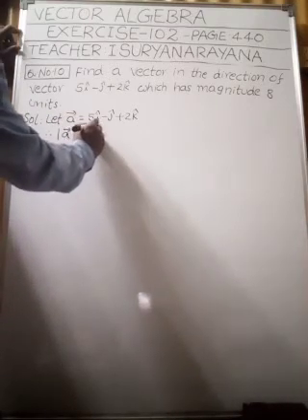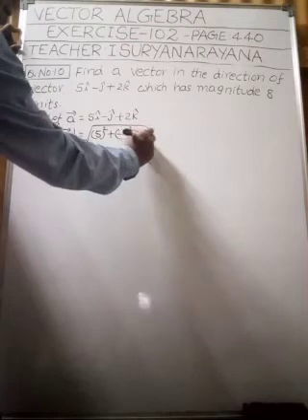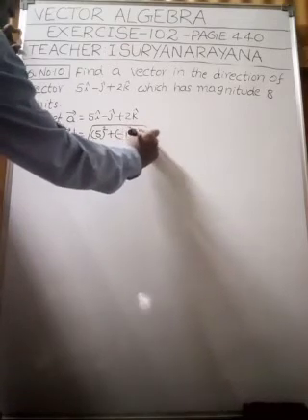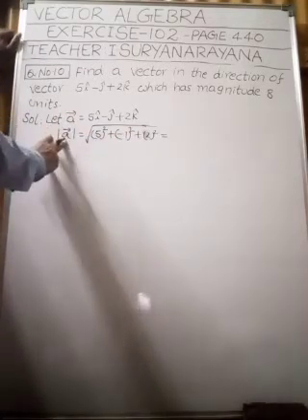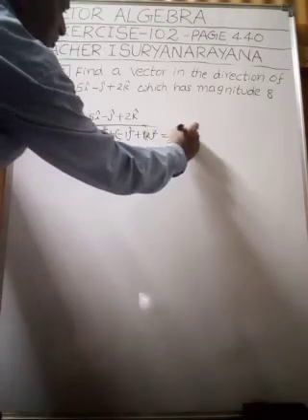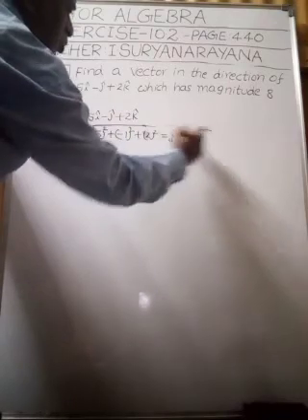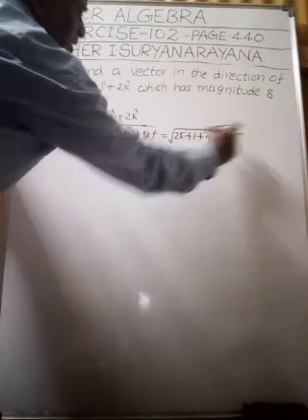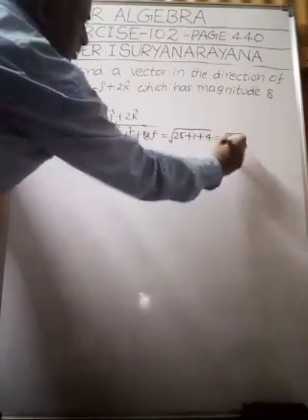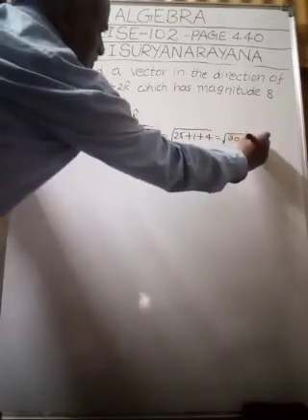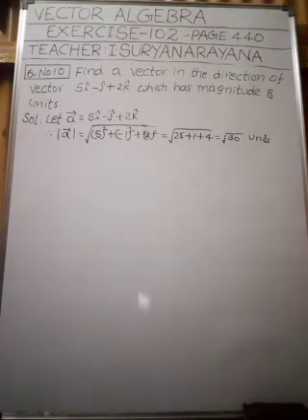So square root of 5 whole square plus minus 1 whole square plus 2 whole square. Understood this step, my children? How to find the length of the vector A bar, magnitude of A bar. Then what you get here? 25 plus minus 1 whole square, we get plus 1. 2 whole square, what will we get? 4. Understood this step, my children? Right. Let us simplify these three terms. What you will get? 30. So 30 units. Modulus of A bar. Length of the vector A bar is root 30 units.